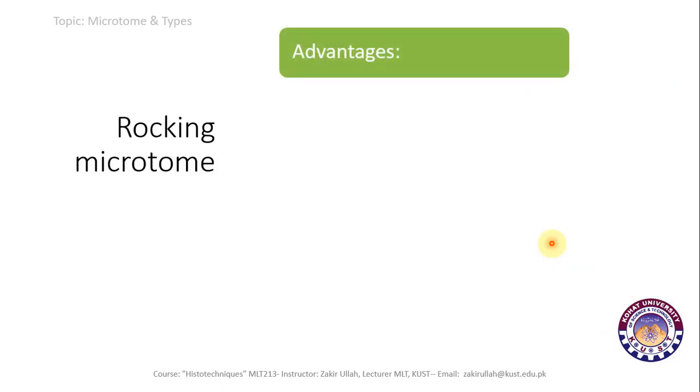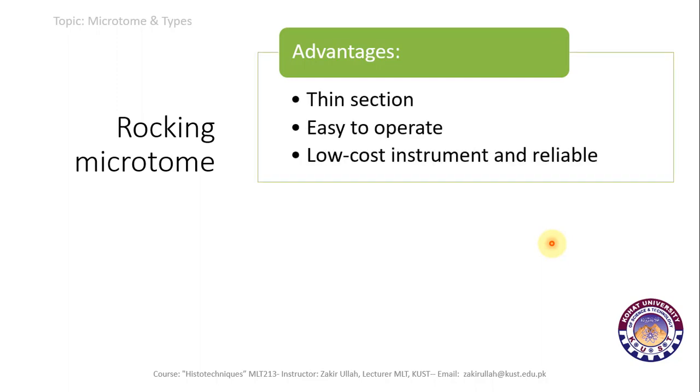The advantages of this rocking microtome are that thin sections can be prepared with its help, and it is very easy to operate. The third advantage is that it is reliable. We can diagnose and give a report after making a tissue section with this microtome, and it is a cheap instrument.